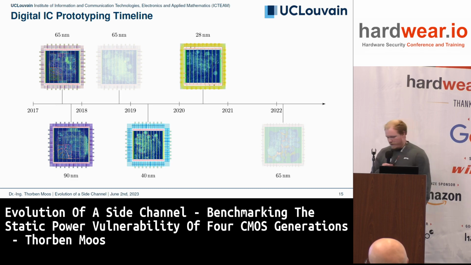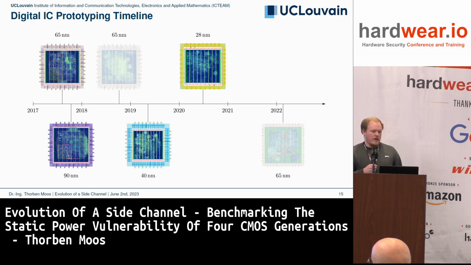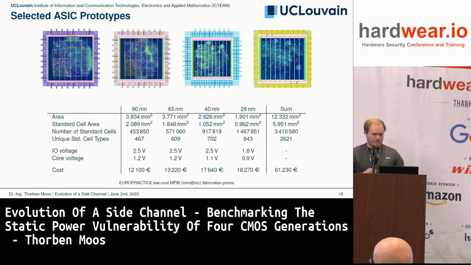They have all been manufactured via Europractice IC services as mini ASICs, and it's from 90 nanometer over 65 nanometer, 40 nanometer to 28 nanometer, and these will be analyzed in the following to see how this static power side channel develops over multiple technology generations.